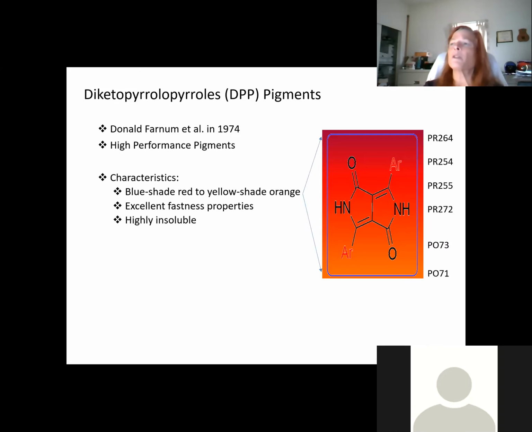From a characteristic perspective, the color ranges from the blue shade red of the pigment red 264 all the way to the yellow shade orange of the pigment orange 71. And you can see where the other DPP chemistries fall in respect to the color shade. They do have excellent fastness properties and are highly insoluble. For Sudarshan, we offer the pigment red 254 and also a number of pigment red 264 products as part of this chemistry portfolio.